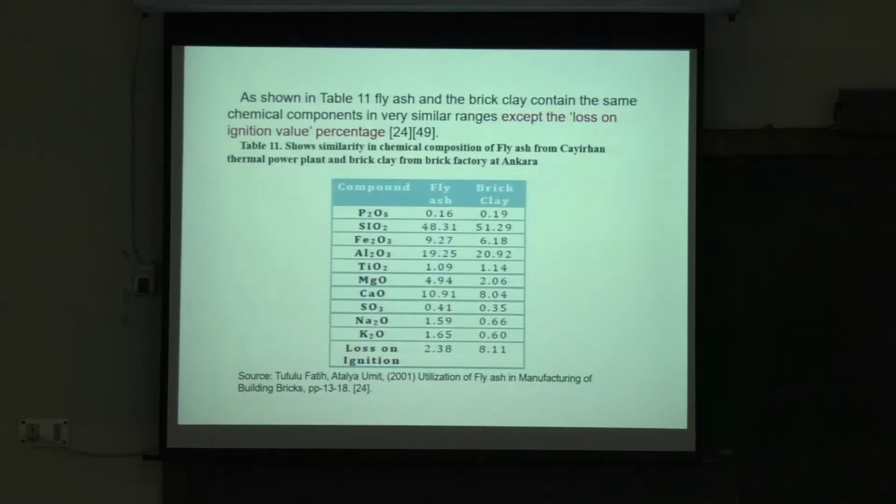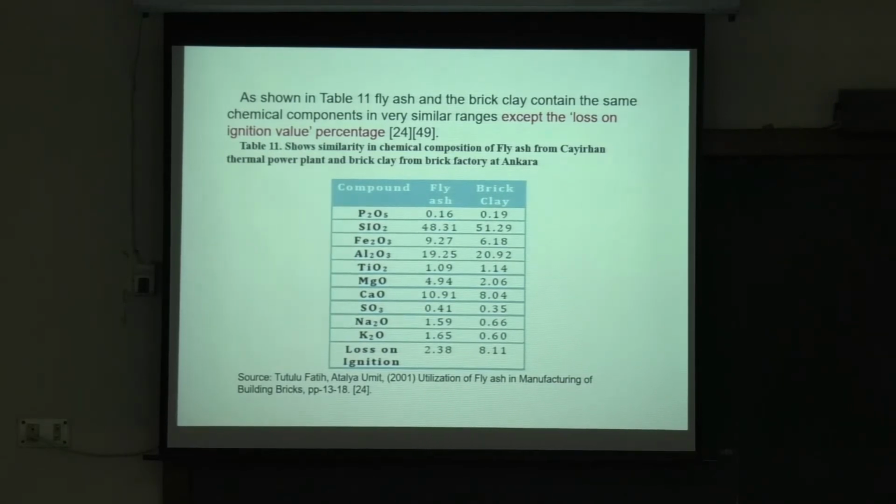This is table 11, fly ash brick and the clay brick containing fly ash. They contain the same chemical components in very similar ranges, except the loss on ignition value percent.